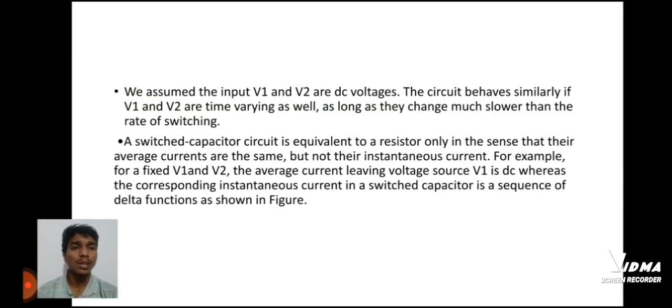We assume the inputs V1 and V2 are DC voltages. The circuit behaves similarly if V1 and V2 are time varying as well, as long as they change much slower than the rate of switching. A switched capacitor circuit is equivalent to a resistor only in the sense that their average currents are the same, but not their instantaneous currents. For example, for a fixed V1 and V2, the average current leaving voltage source V1 is DC, whereas the corresponding instantaneous current in the switched capacitor is a sequence of delta functions.